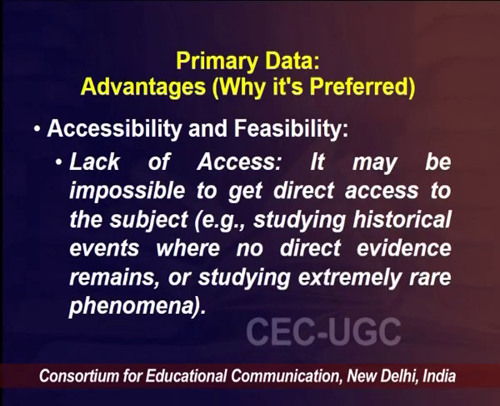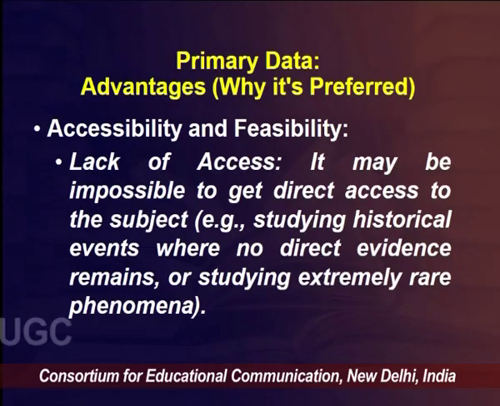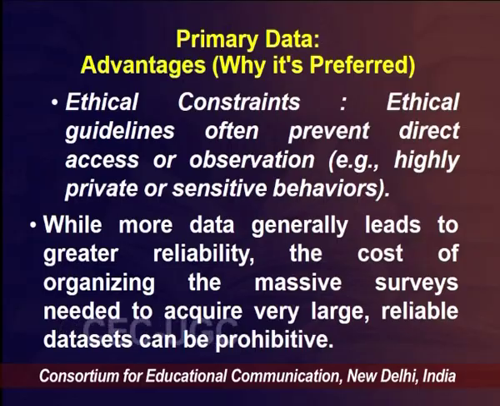The third reason why it would not be preferred is accessibility and feasibility. It is not possible to get direct access to the subject, for example studying historical events where no direct evidence remains, or studying extremely rare phenomena. The fourth reason is ethical constraint. Ethical guidelines prevent direct access or observation, for example of highly private or sensitive behavior. While more data generally leads to greater reliability, the cost of organizing the massive survey needed to acquire very large reliable data sets can be prohibitive.